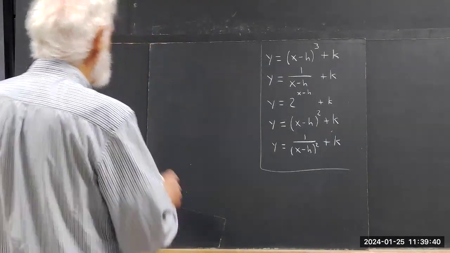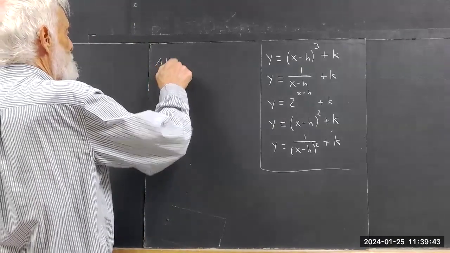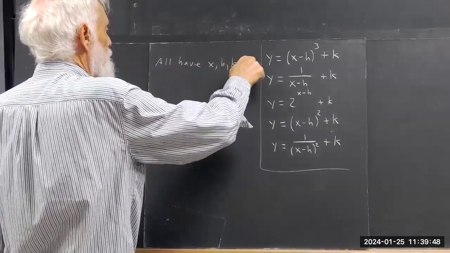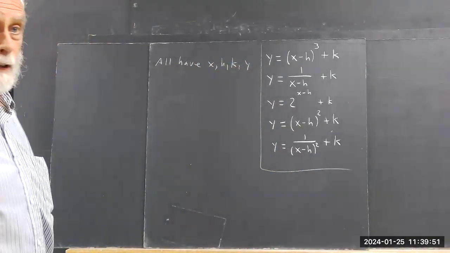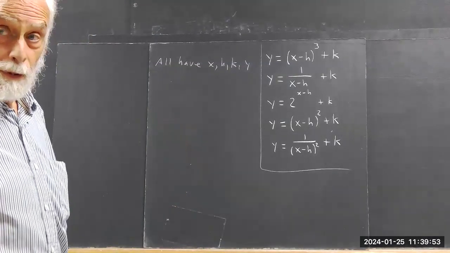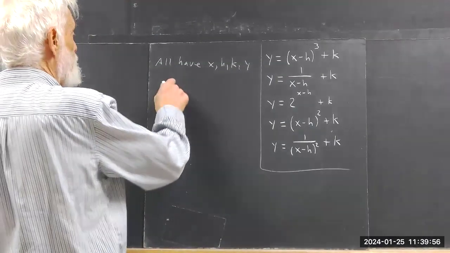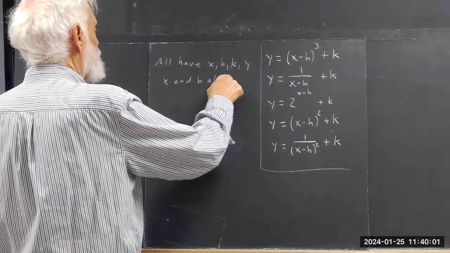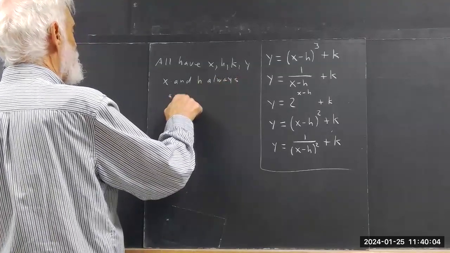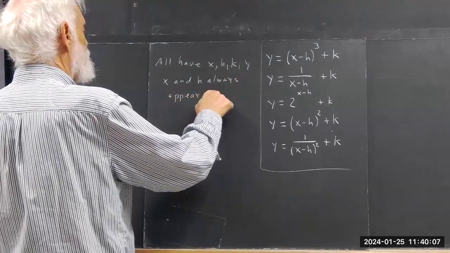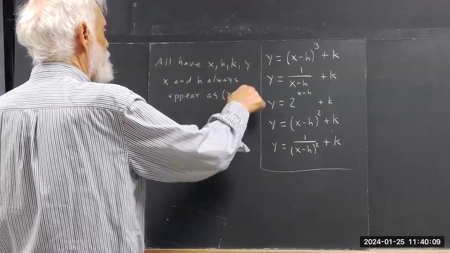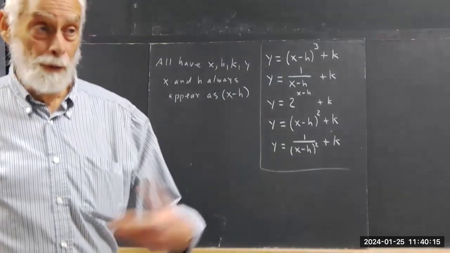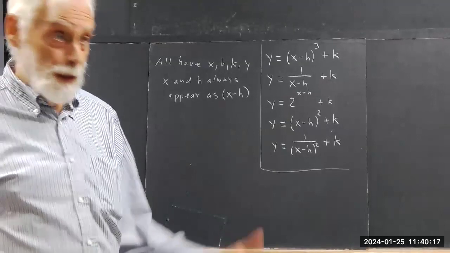Everyone has x, a, y, and k, right? In whatever order. x and h always appear as x minus h. So everyone has an x minus h. A lot of us saw that.